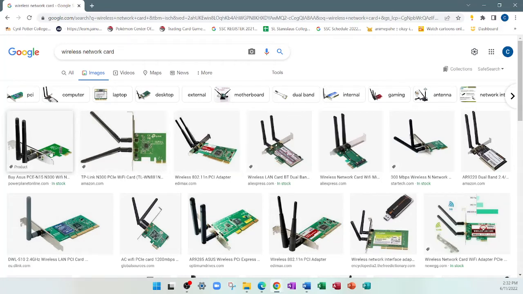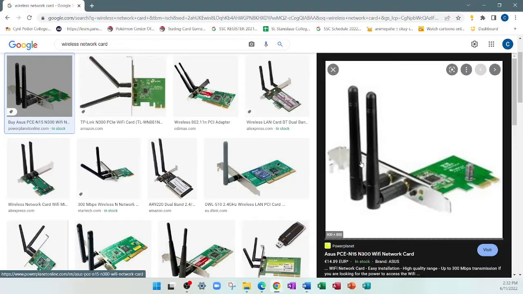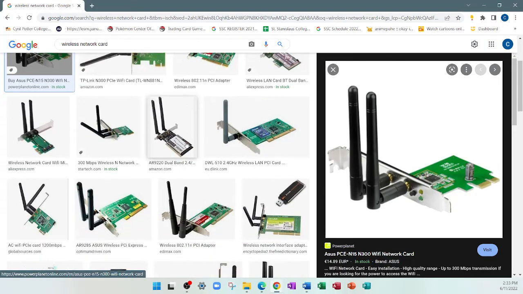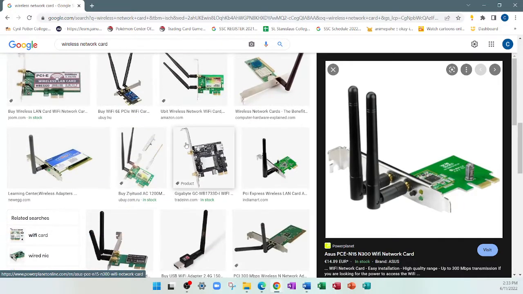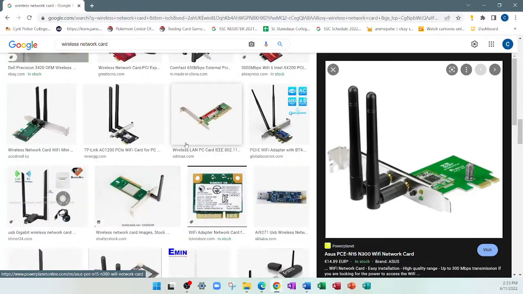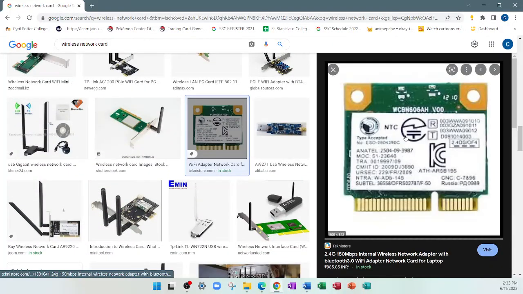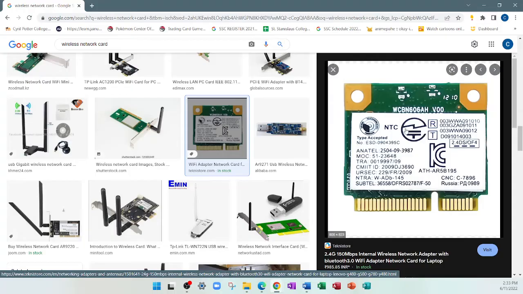And this is what a wireless network card would actually look like. Basically the same as the wired, but it now has an antenna. So if you want your desktop to be wireless, you can use one of these inside of your desktop computer. A wireless network card for a laptop, this is actually what it would look like. So this is what is in your laptop that is going to allow you to get a wireless connection.